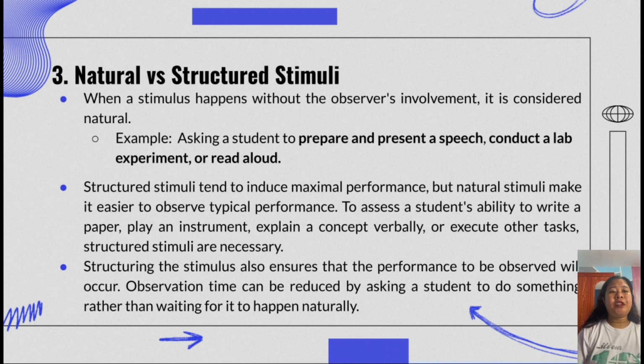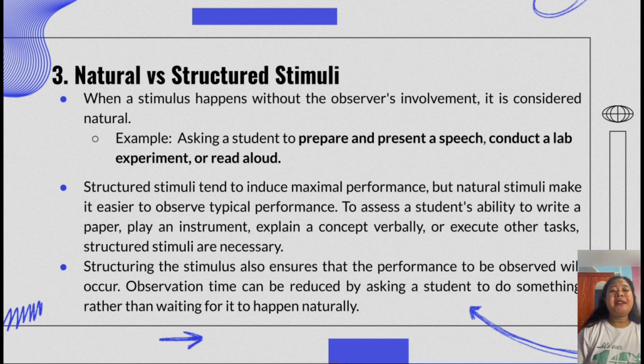So next is structured stimuli. It tends to induce maximal performance, but natural stimuli make it easier to observe typical performance. Therefore, it is preferable to use natural stimuli to evaluate a person's personality, work habits, and desire to adhere to standards like safety regulations.